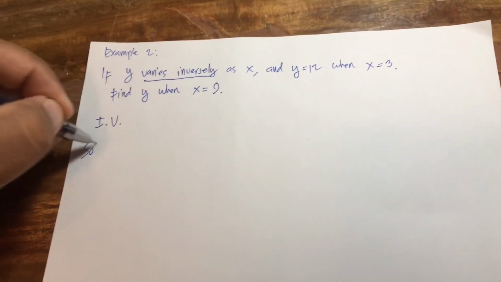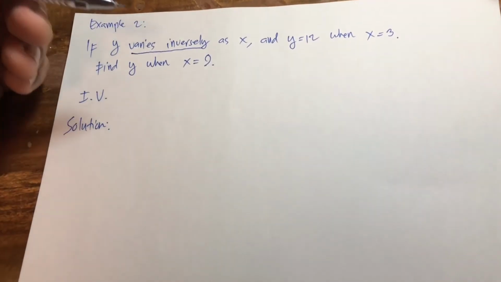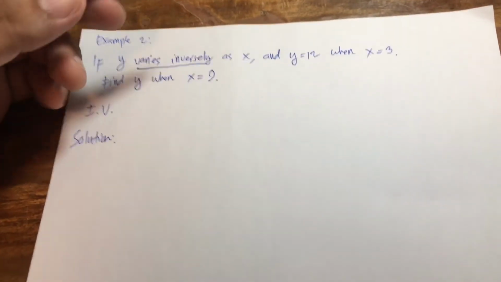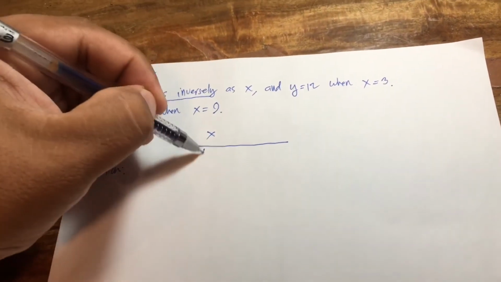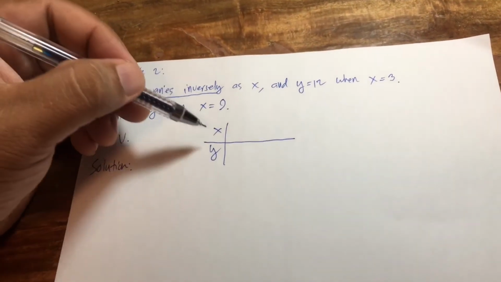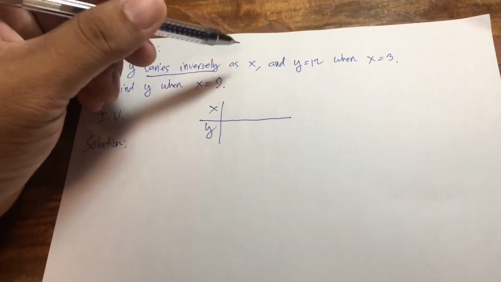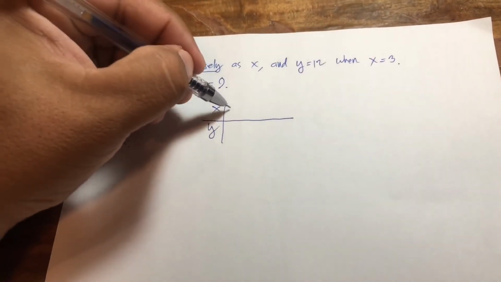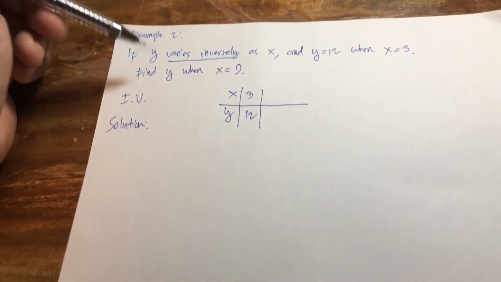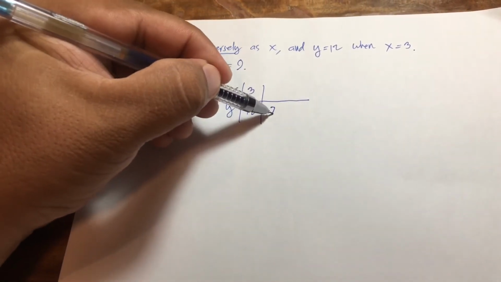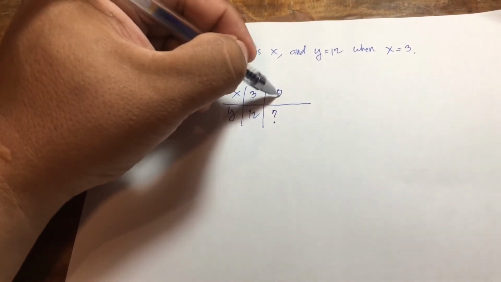So solution. Okay, again and again, I think it is better for us to make a table here. So this is for x, this is for our y. First, we will use the pairs or the given values. First, when x equals 3, y is 12. Okay, this is the first given condition. Find y. So this is our problem now. Find y when x equals 9.